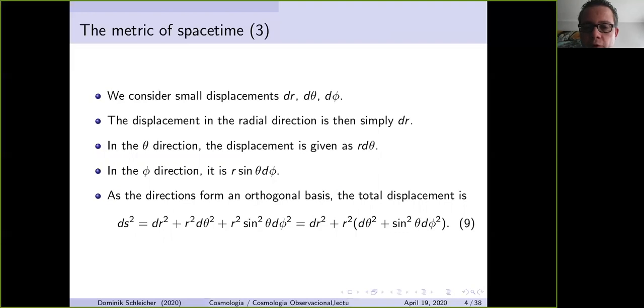And if you want, you can slightly rephrase this expression and write dr squared plus r squared, and then in brackets d theta squared plus sine squared theta d phi squared, where the expression in brackets basically corresponds to the contribution of the solid angle that is being covered.